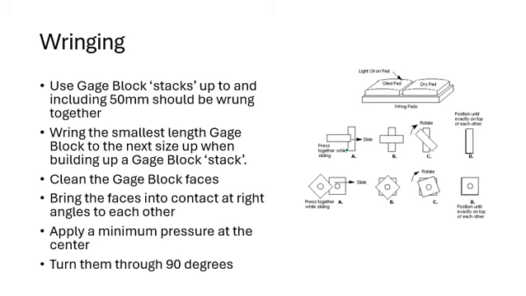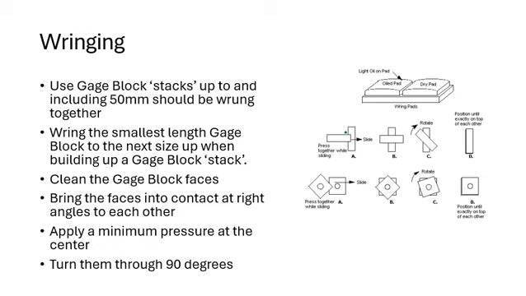But before you do that, you're going to clean the surfaces of both of your gauge blocks, and then you're going to bring the faces into contact at an angle, about a 90-degree angle to each other, and then you're going to press it down, applying minimum pressure at the center, and then slide it and then turn it 90 degrees. So the top gauge block is going to align with the bottom one.